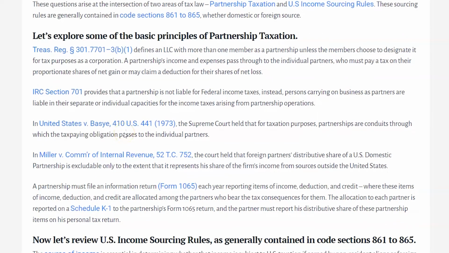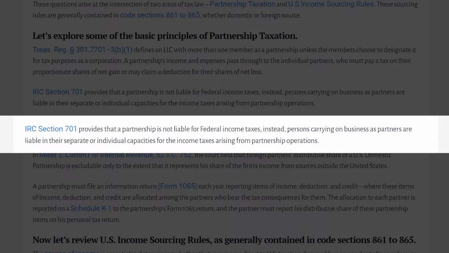All right, so continuing to build a foundation, Internal Revenue Code Section 701 provides that a partnership is not liable for federal income taxes. Like I said earlier, persons carrying on the business as partners are liable in their separate and individual capacities for the income taxes arising from the partnership operation. Once again, when we say they are liable for taxes, it may not be U.S. taxes. It could be your home country's taxes. So don't let these things confuse you. When we write like this, we are assuming that you have to pay taxes somewhere. And if you're lucky and you don't have to pay taxes anywhere, then that's good for you.